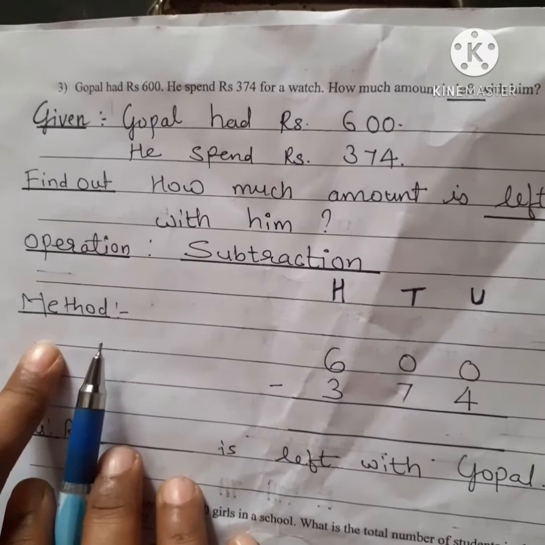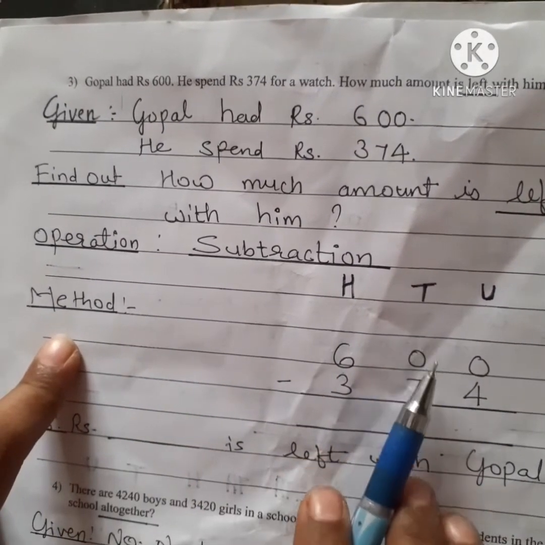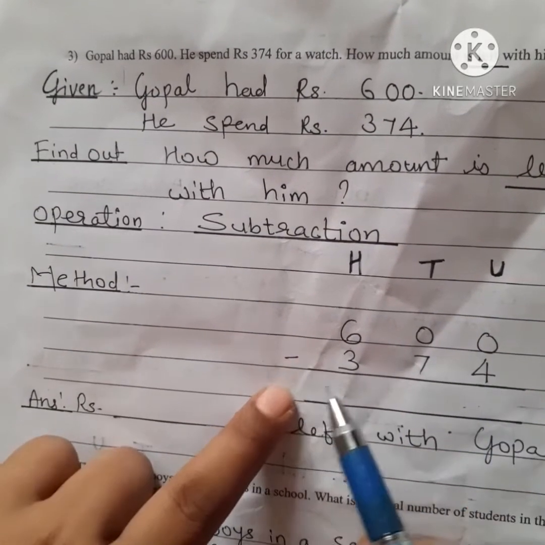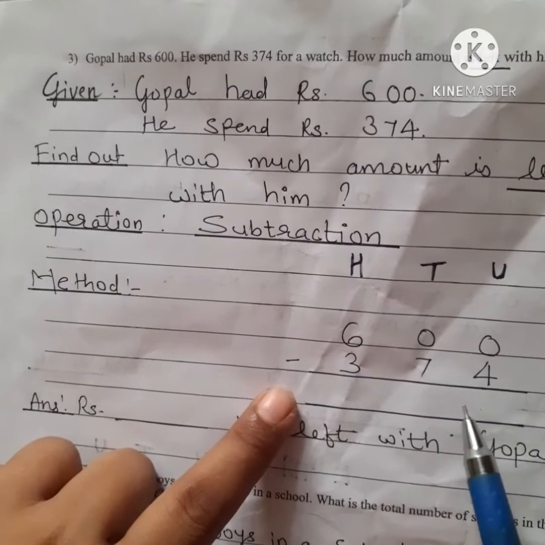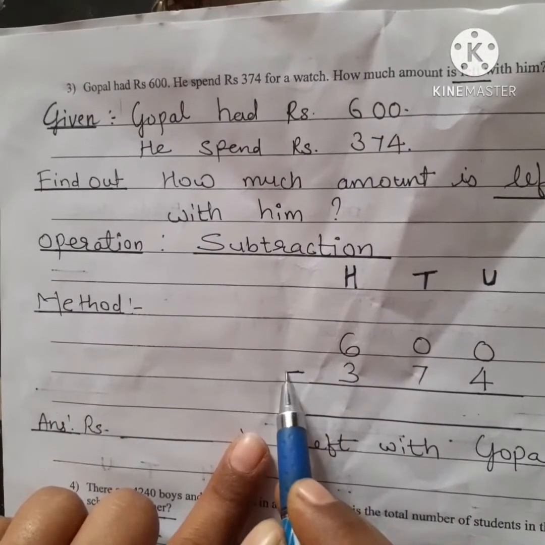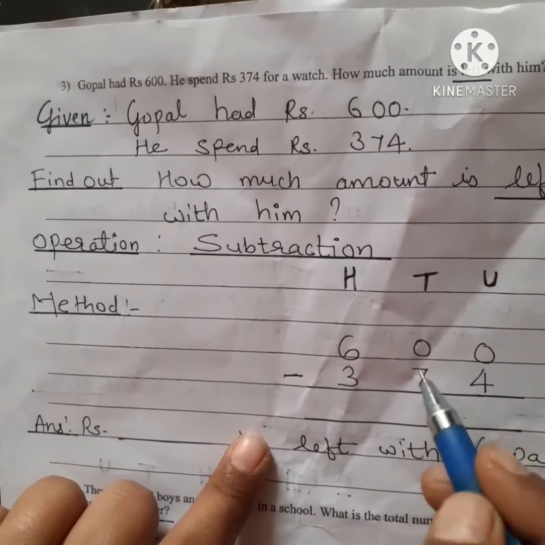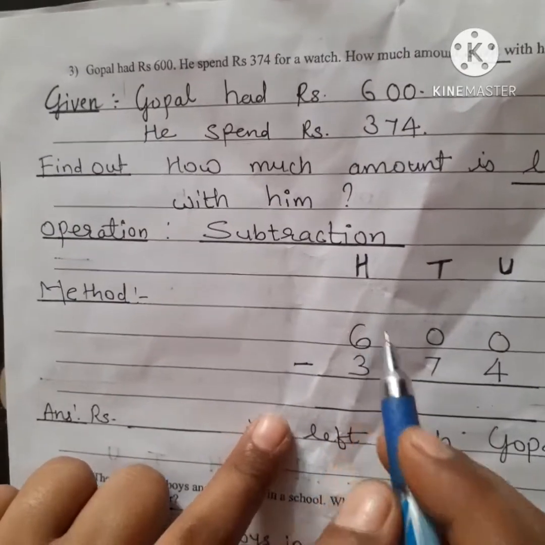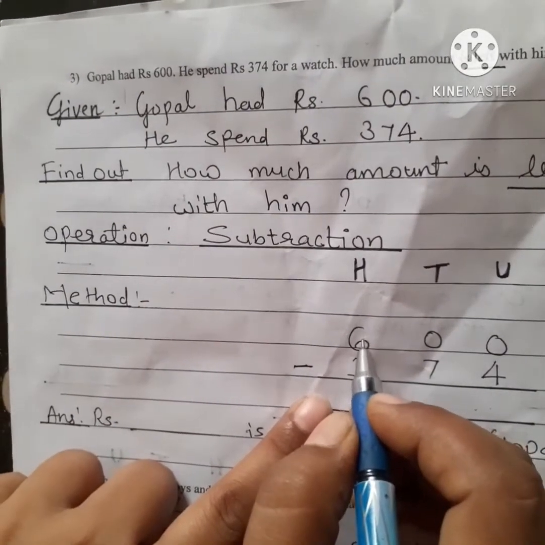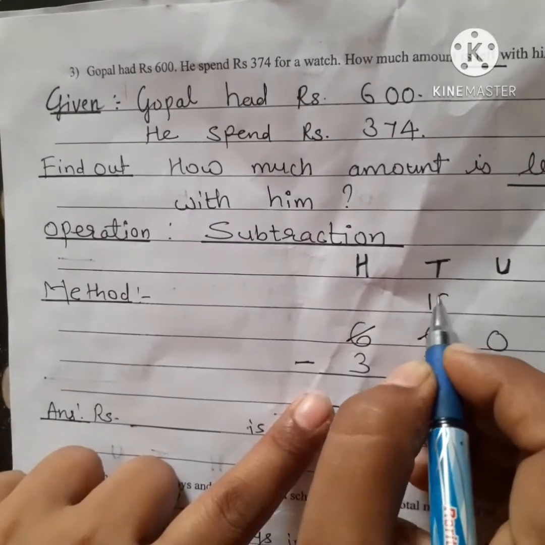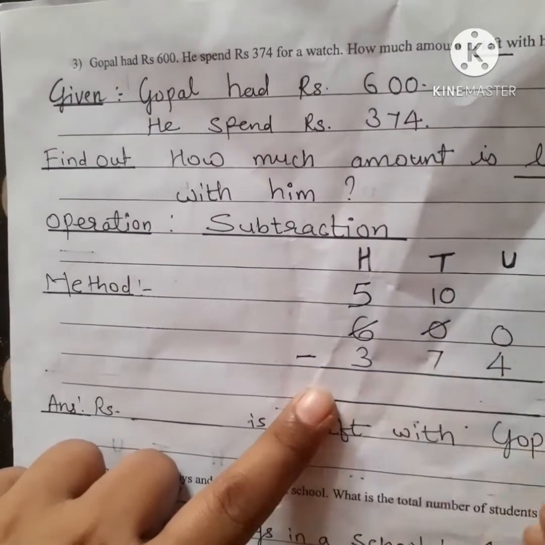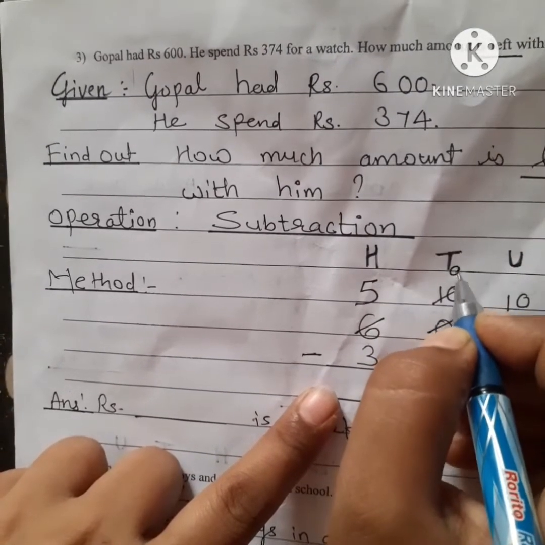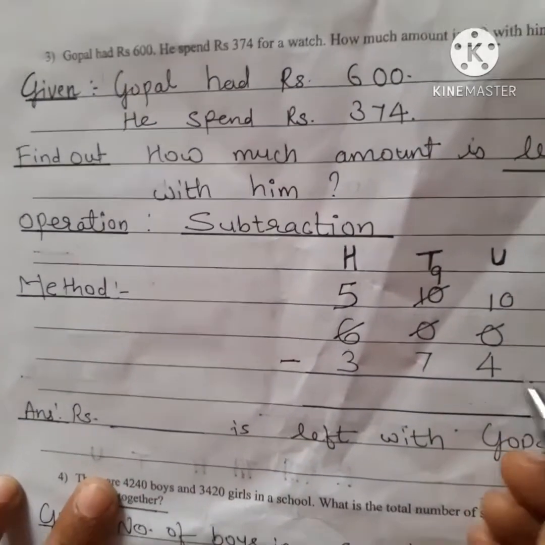After that you have to do the next step, method. You have to leave 2 lines. Write unit, tens, 100. Now write the number 600 and then minus 374. You have to subtract this and put a minus sign. So 0 minus 4 is not possible. Again 0 minus 7. So what will you do? This unit will go to tens and then after that you will go to 100. So this 100 will give 1 to tens. So here it will become 10 and here it will become 5. This tens will give 1 to unit. So here it will become 10 and here it will become 9. Clear?